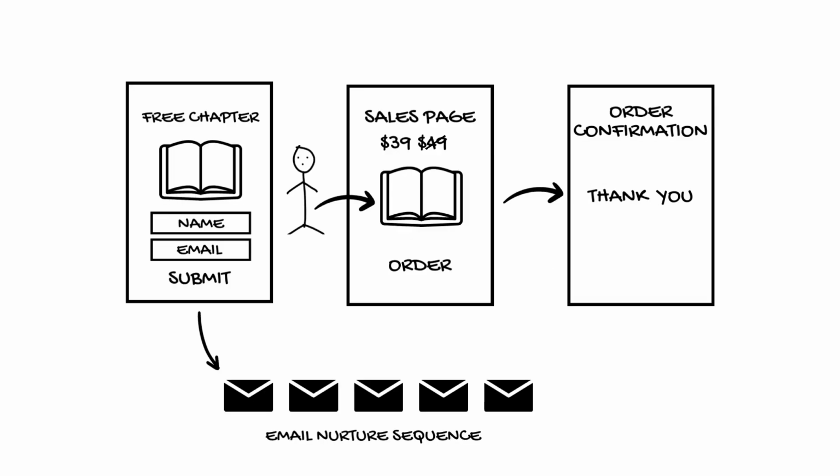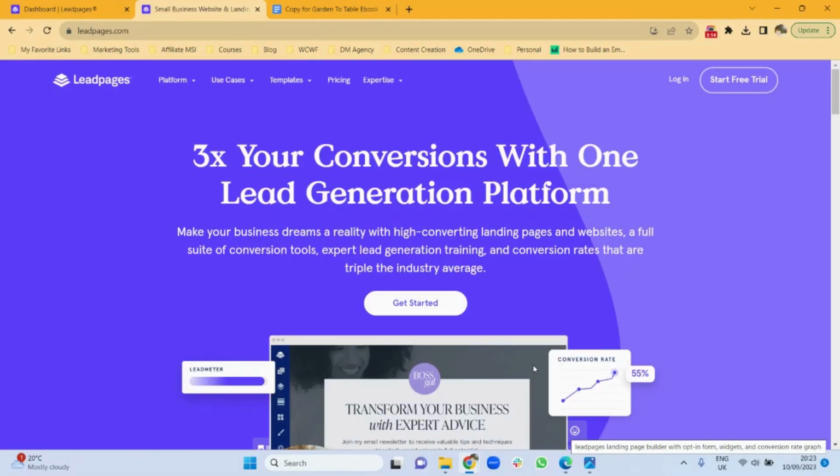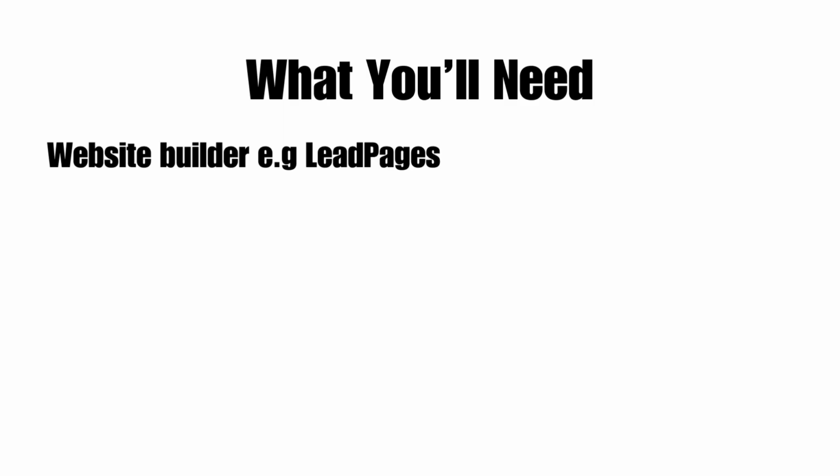Obviously, you then have to set up email sequences to continue to follow up with the leads after they opt in. But for now, all I want to do is build out the actual system. So I'm building out the funnel that will make the sale. So the funnel is what we would refer to as the system. And to prepare for this, here's what I need. I need my website builder, which is LeadPages.